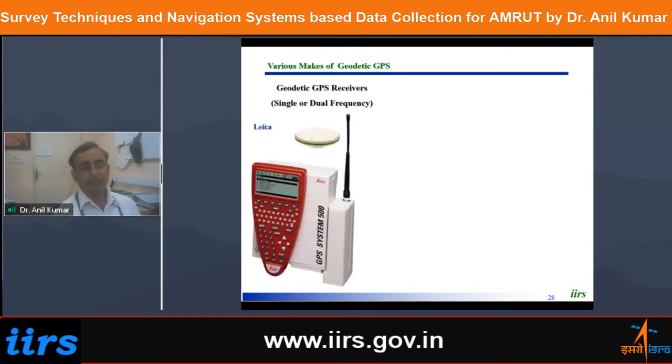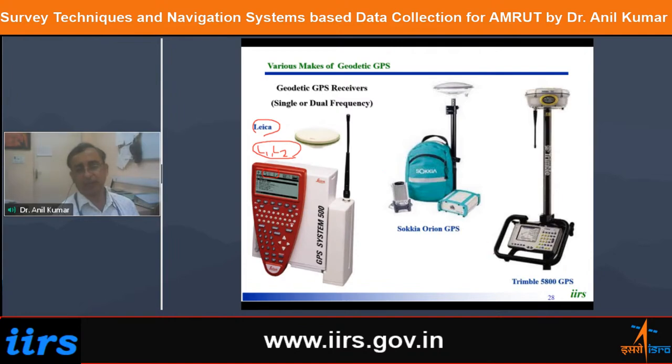Again from Leica, a geodetic GPS receiver. Outside they look the same. Whether it is single frequency or dual frequency, when you run the machine or see the specification of the machine, you can see here it is L1 and L2. That means it is recording the data from two frequencies. So it's a dual frequency GPS receiver.